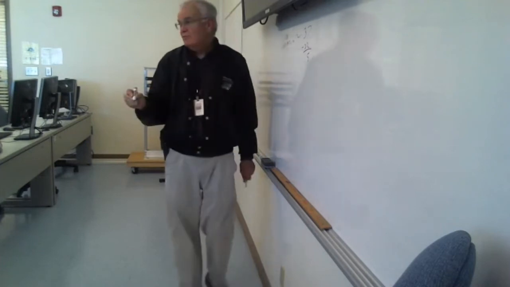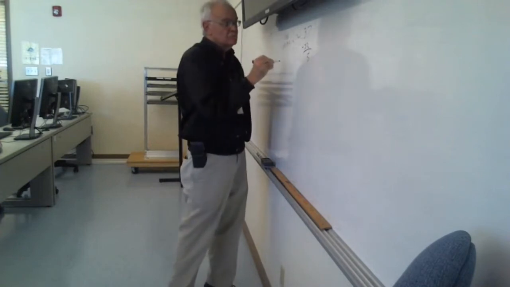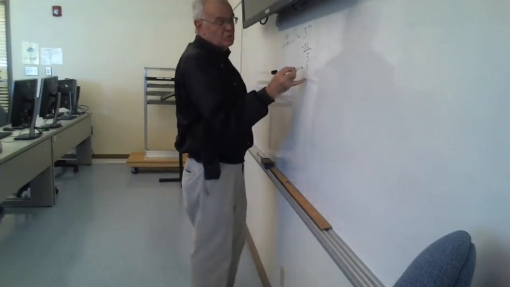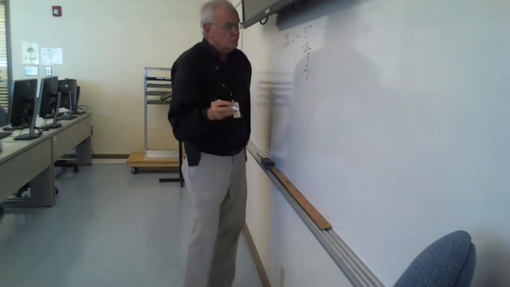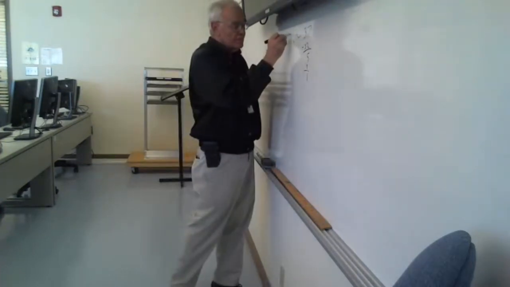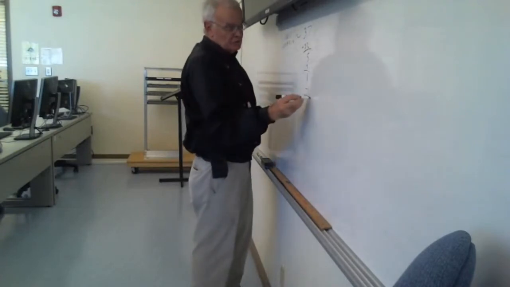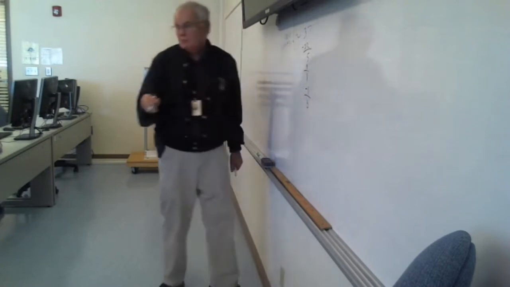4 will go into 5 one time. We'll put a 1 in the 4s. Subtract 4. 1 left over. 2 won't go into 1, so put a 0. And 1 will go into 1, so put that, subtract the 1, and we've got nothing left. We've run out of columns.